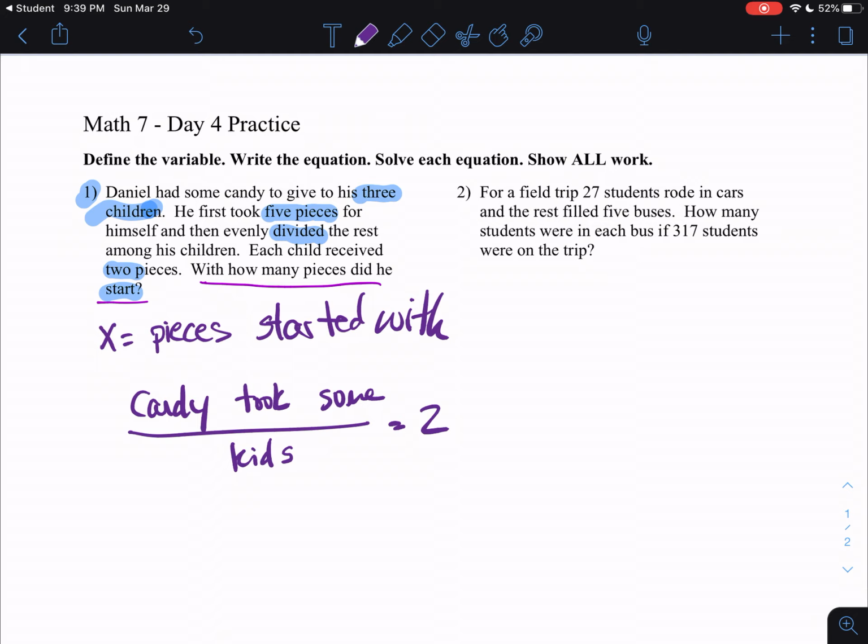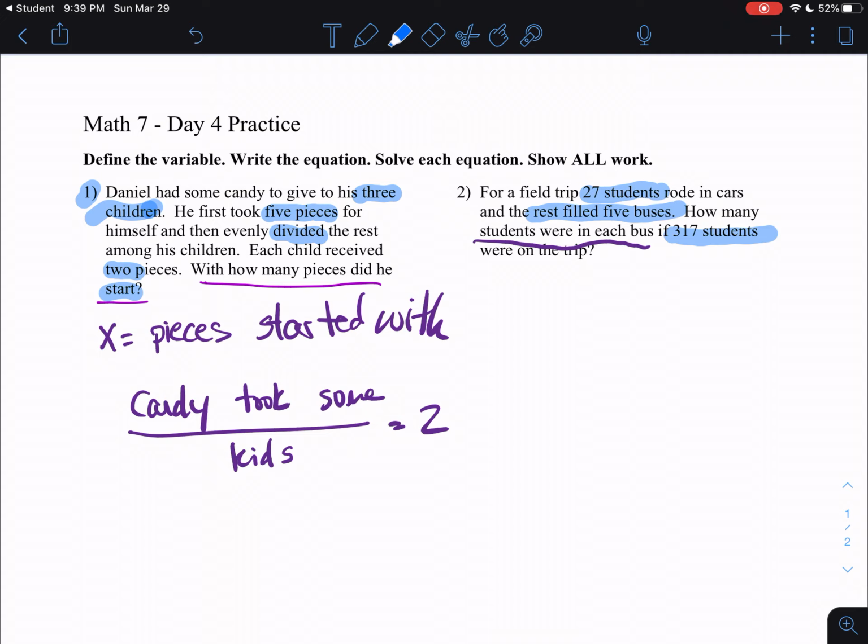Okay, for number 2, for a field trip, 27 students rode in cars and the rest filled 5 buses, so we have 27 students, and we have some people in 5 buses. How many students were in each bus? So that's a pretty important part. Students were in each bus if 317 students were on the trip. So I'm not even going to write a verbal description on this one, but I am going to say something about writing equations.